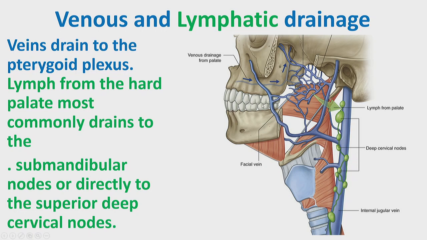The lymphatic drainage, as we said, goes mainly to the submandibular lymph nodes, a group of lymph nodes in the submandibular region under the mandible, or directly to the superior deep cervical lymph nodes. Usually the deep cervical lymph nodes can be found parallel with the wall of the internal jugular vein. So this is very important.